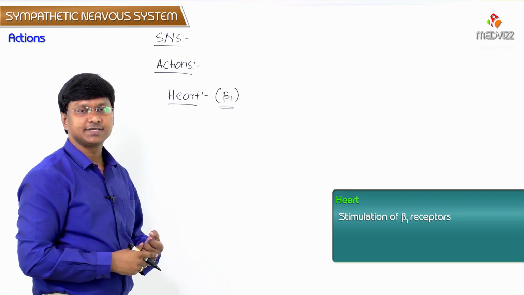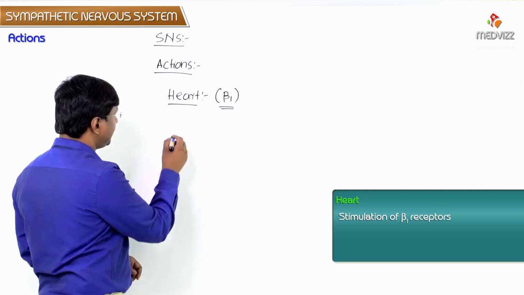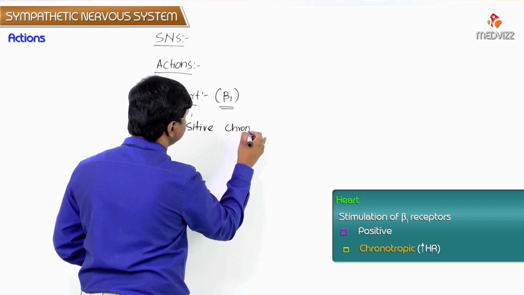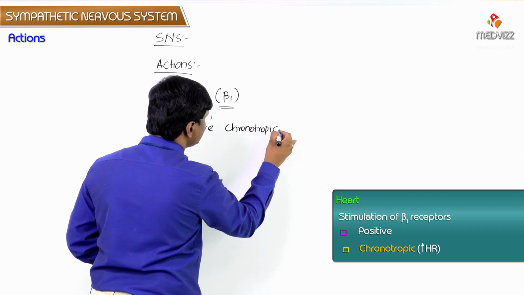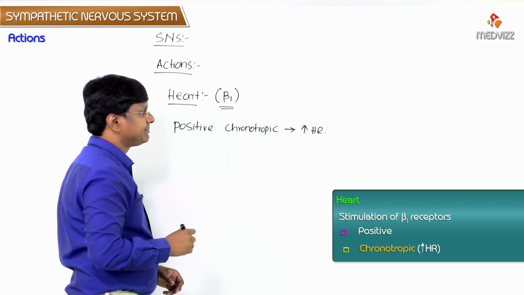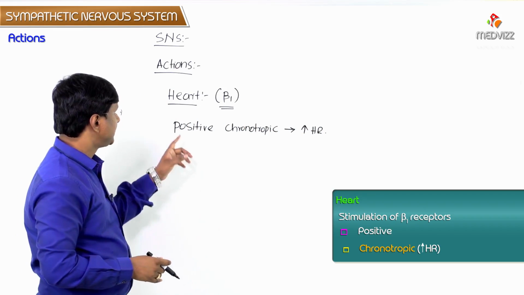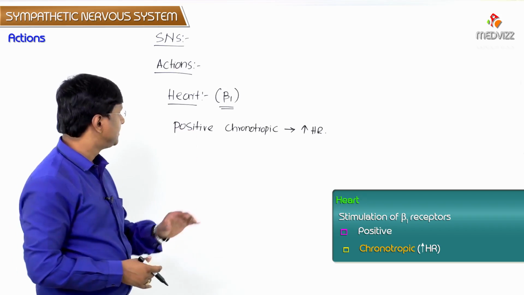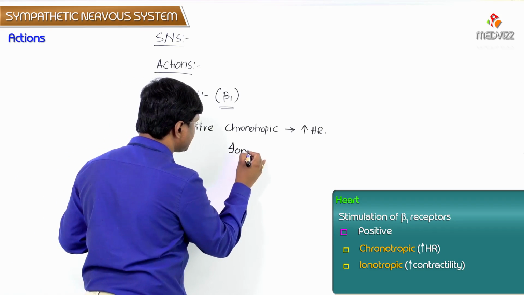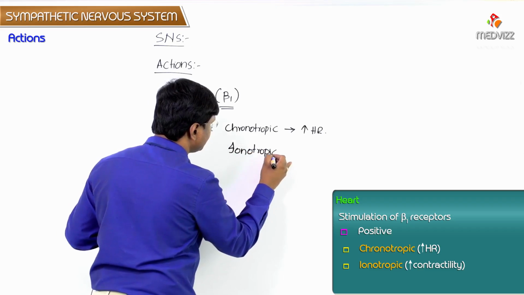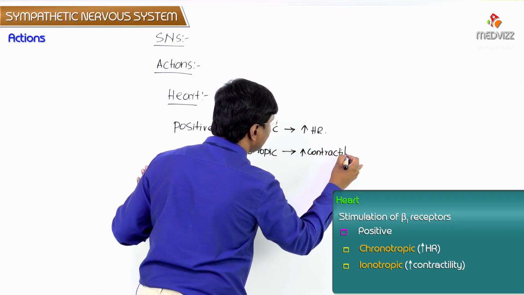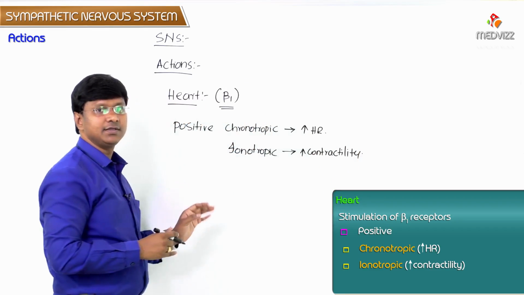By stimulating the beta 1 receptors, remember, the sympathetic nervous system has positive chronotropic action. Chronotropicity means it will increase the heart rate. Next, by stimulating the beta 1 receptors, it will also have a positive inotropic action, that is, it will increase the contractility of the heart.